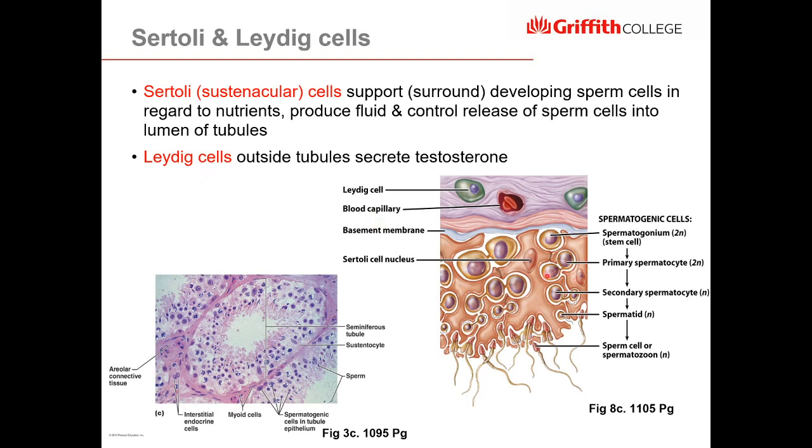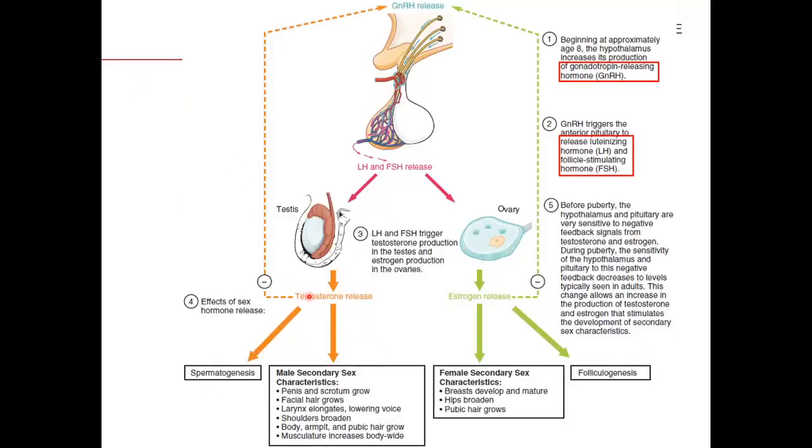We've got these sperm cells that are being produced, and we have these Sertoli cells that are producing nutrients and reinforcing and supporting that surrounding area. Now, what we also have are Leydig cells. These exist outside of the tubules, and they are responsible for secreting testosterone. So if I rewind a little bit and come back to here, within the testes, this LH and FSH going to the testes is going to stimulate those Leydig cells to produce and release testosterone.